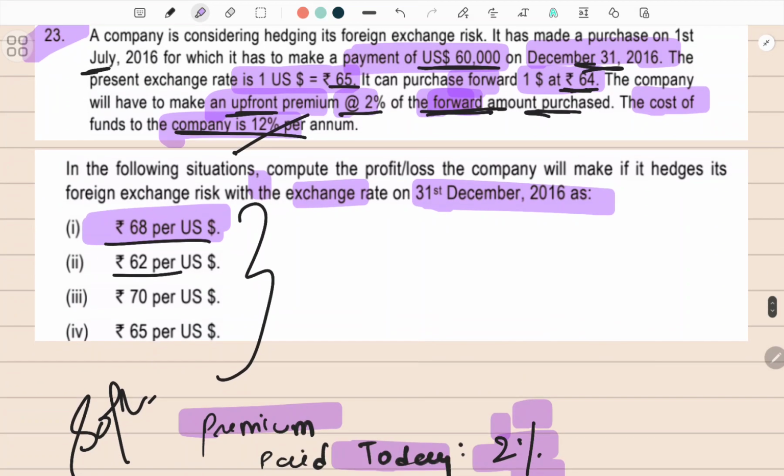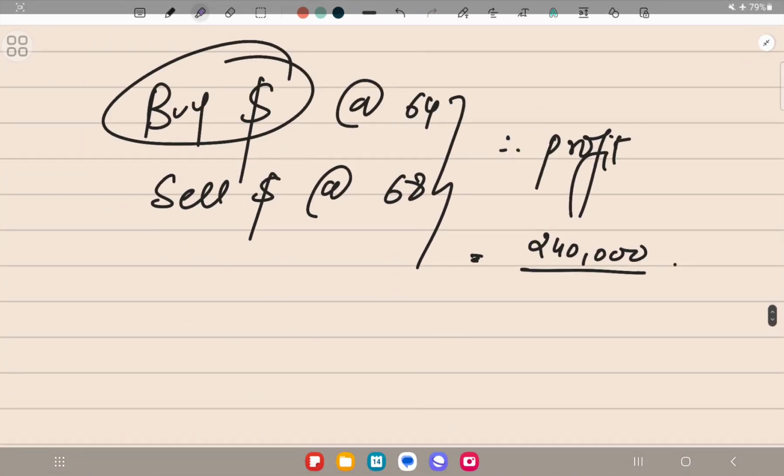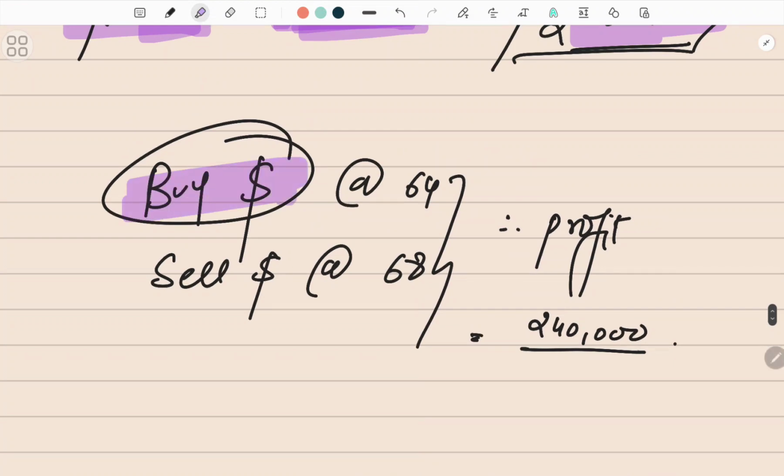See, I have purchased the forward contract at 64. Okay, I've bought the forward contract. So now this rate turns out to be 68. I bought the dollars at 64 and I'm selling them, because when you're hedging, you take the opposite position, right? So I'm selling them at 68. So clearly it's a profit. Buying low, selling high, right? So it's a profit. I've already calculated this. This is 2,40,000. Now if you want to know how this came, I will do it again.